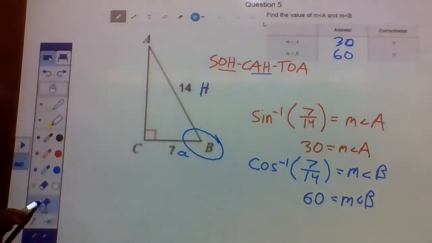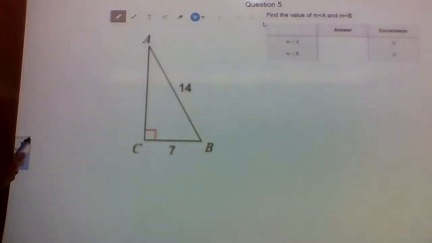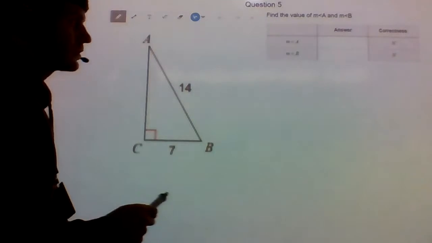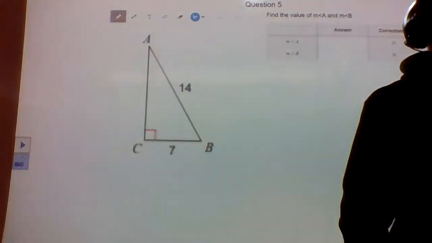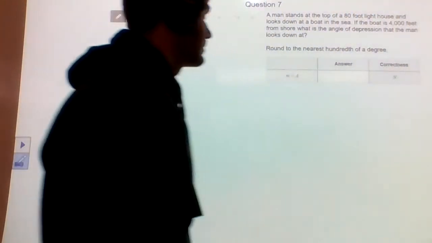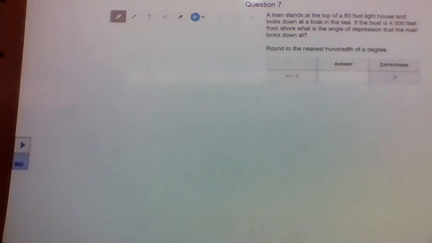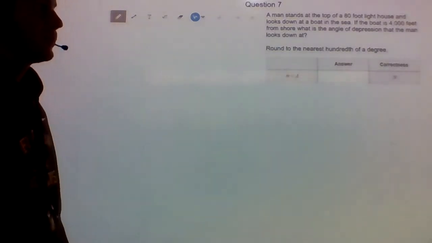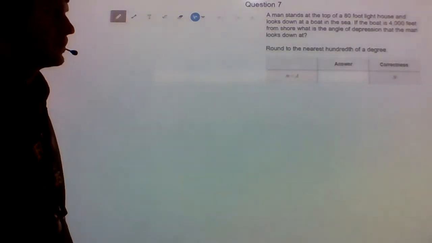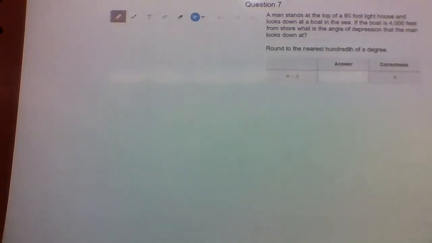Let's go on to question 6 and 7, the ones where you're going to have to draw. So 6, we have to start off with a drawing. It says, a man stands at the top of an 80-foot lighthouse and looks down at a boat in the sea. If the boat is 4,000 feet from shore, what is the angle of depression that the man looks down at, rounded to the nearest hundredth of a degree?